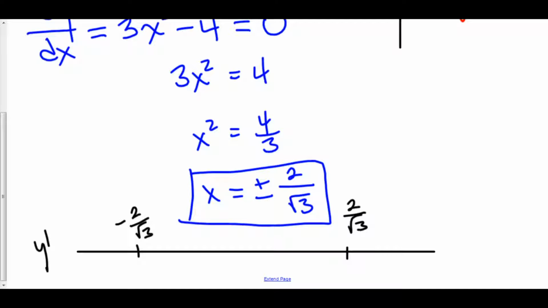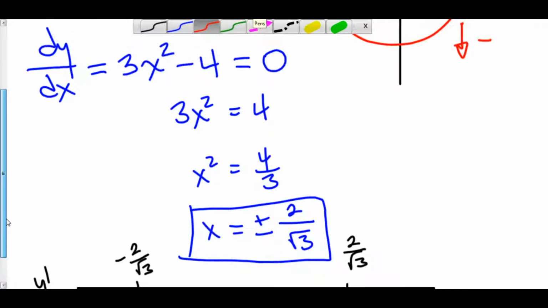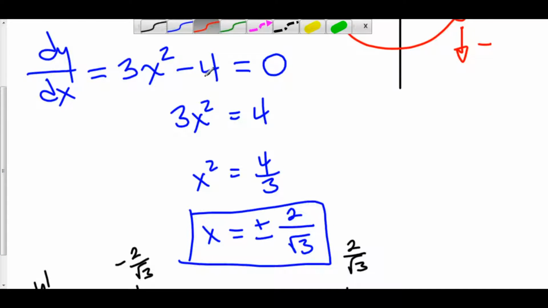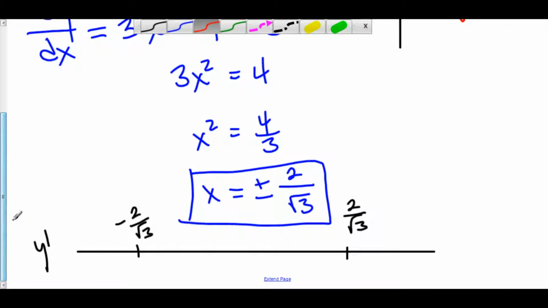So let's pick a point to the left of negative 2 over root 3, like, for example, negative 5. If we plug negative 5 into our derivative, we get negative 5 squared is 25, times 3 is 75, minus 4. That's positive. So our derivative is positive to the left of negative 2 over root 3. Let's check in between negative 2 over root 3 and positive 2 over root 3.